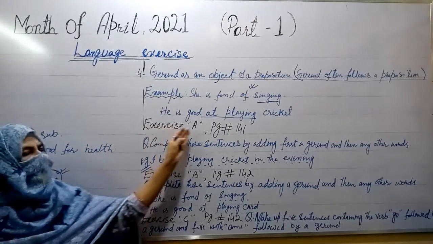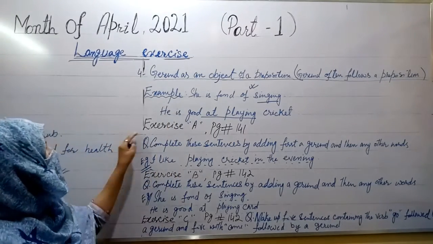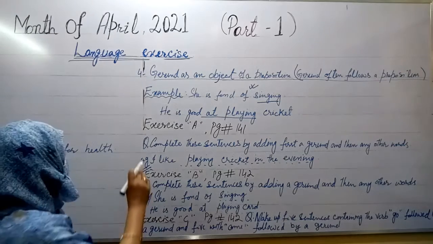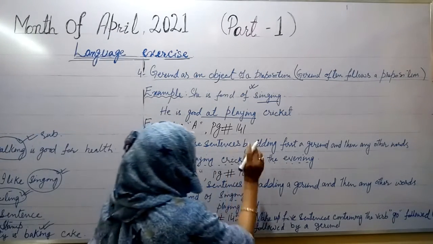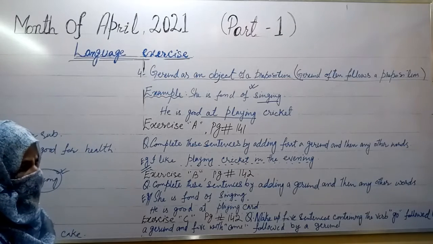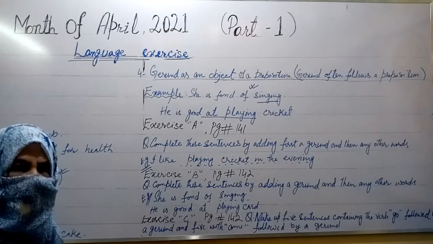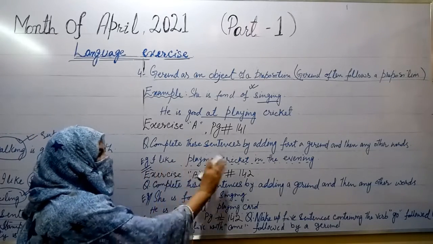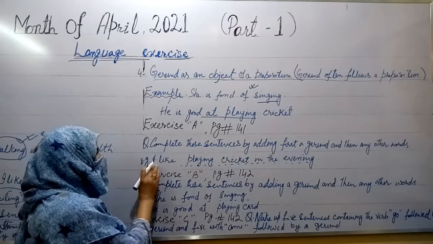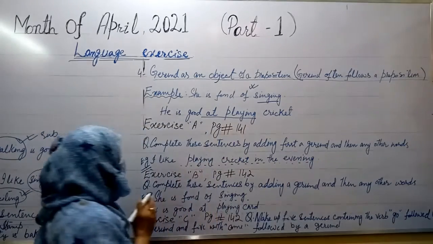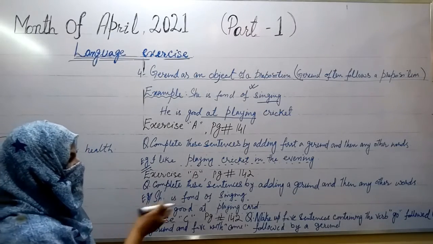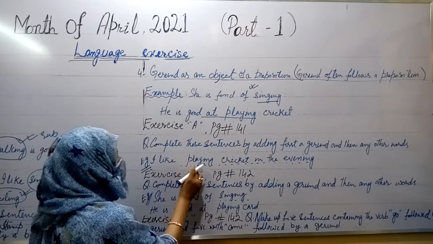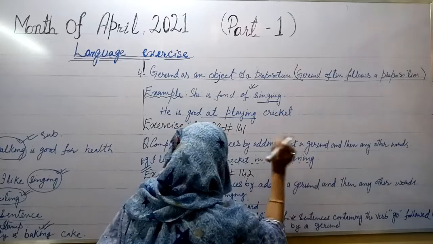Let's move towards the exercise. Exercise A, page number 141. And the question is, complete these sentences by adding first a gerund, then any other words. It means first you will write a gerund in the incomplete sentence to complete it, then any other words. Example, I like dash. Look here, I like playing cricket in the evening.